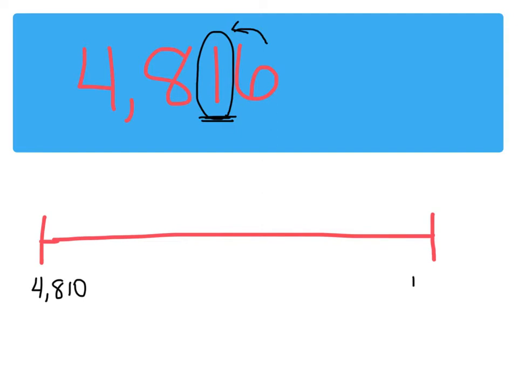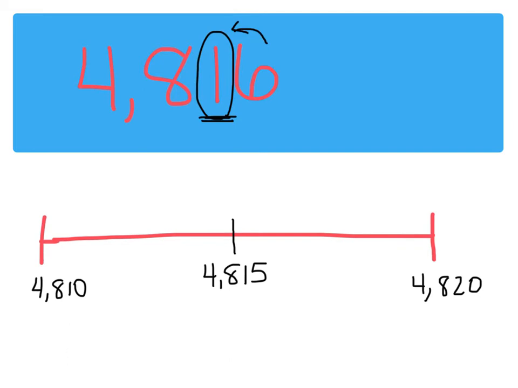But if it goes up, it's going to be 4,820. Again, you can see how the 10 stays the same and 20 goes up. Now, what's the first thing we have to do? We have to put the number in the middle. So in this case, the number in the middle would be 4,815. That would be between 4,810 and 4,820.